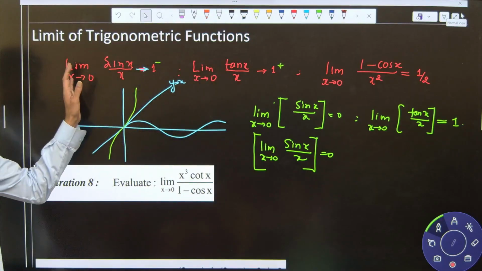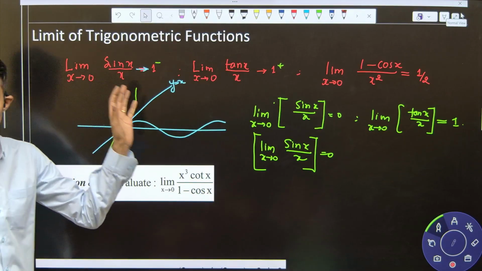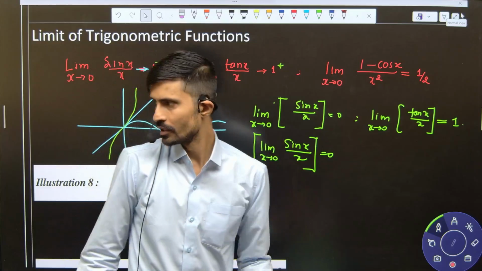So first of all, write down all these formulas. Then again, I will come to these formulas: how to use them for solving the question. Write it down.